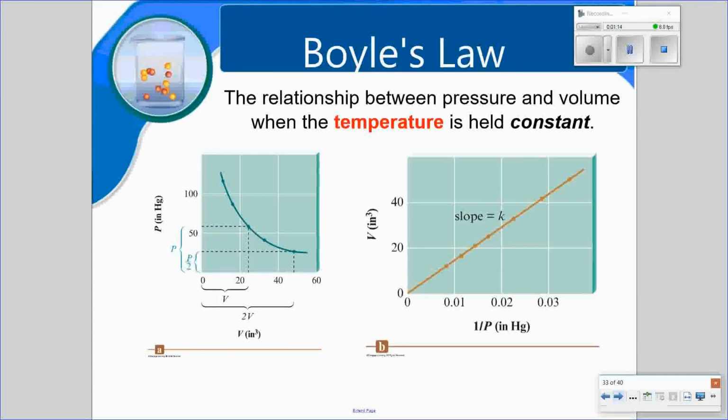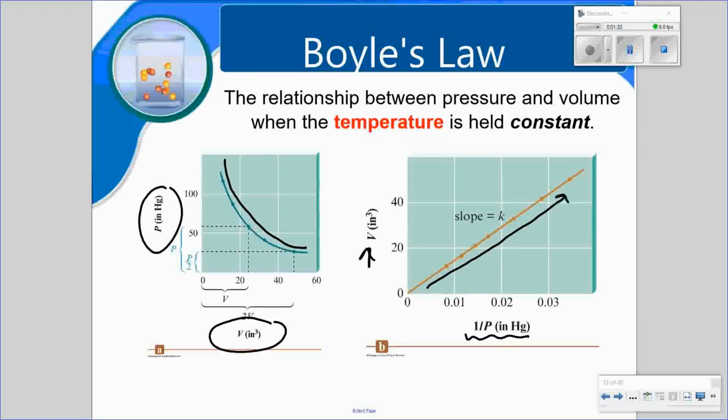If you look at it graphically, if you graph pressure versus volume, you're going to end up with this inverse curve right here. But because it's an inverse relationship, if you graph volume versus 1 over P, the inverse of P, you're going to end up with this positive slope. And that just gives you a good graphic representation of Boyle's law.